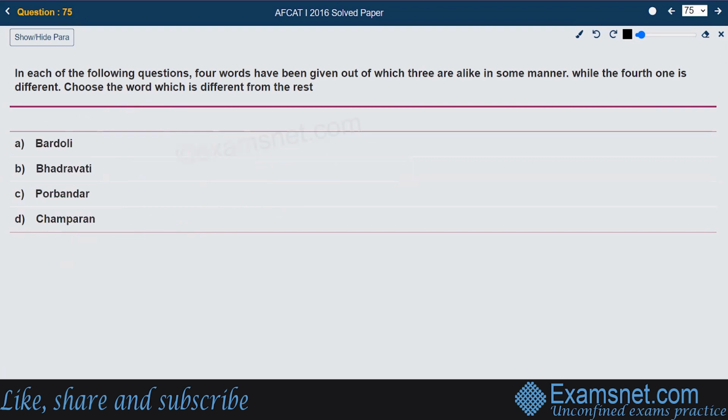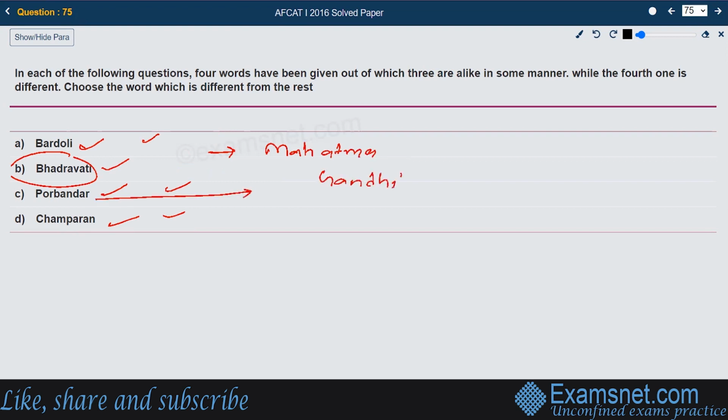Next, again, we are supposed to find the odd one out. If you look at the places, this is Bardoli, Bhadravati, Porbandar, and Champaran. Except for option B, all of A, C, and D are related to Mahatma Gandhi.